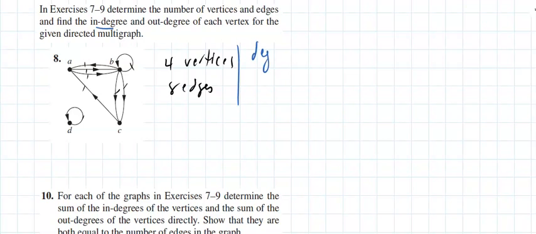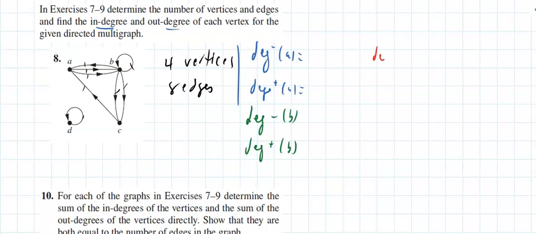Then it says find the degree in on A, the degree out on A. We want the degree in on B, the degree out on B, and we want the degree in on C, the degree out on C, and we want the degree in on D and the degree out on D. Well, let's see how that works.